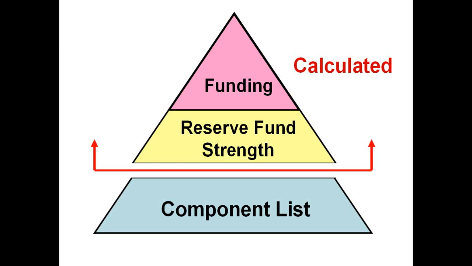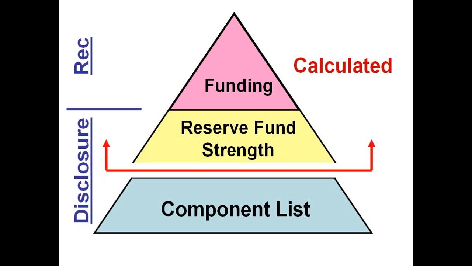And one other concept I need you to understand is that these first two parts of the reserve study are disclosures, whereas the funding plan is a recommendation for action. And that'll come pretty clear later on as you see how this all starts to come together. The component list is a disclosure on the current state of the association. Reserve fund strength, also a disclosure to all the members how well the association is prepared financially for its own future. And then the funding plan is what action we're going to recommend the association actually take.